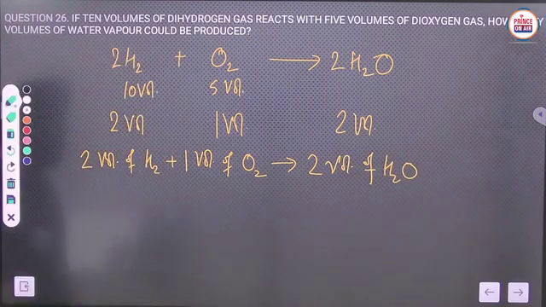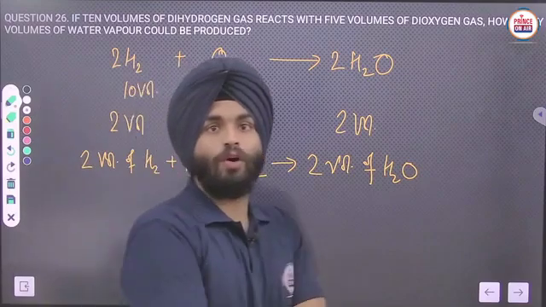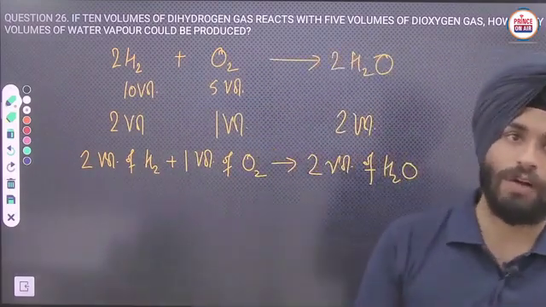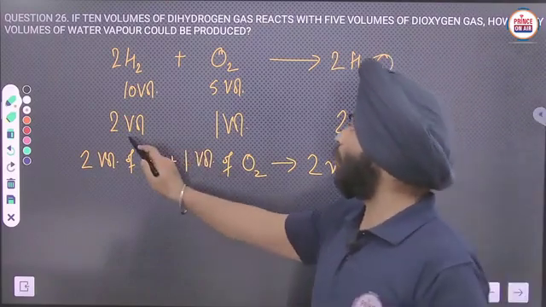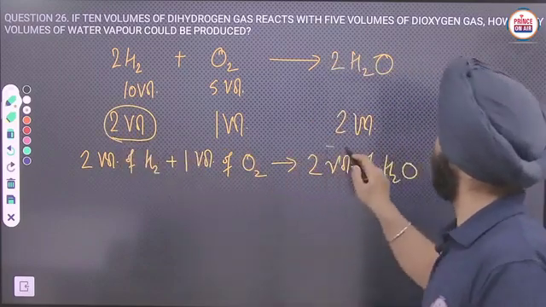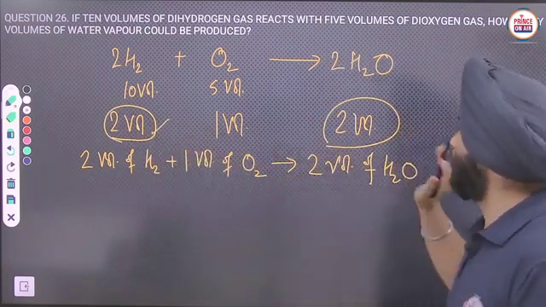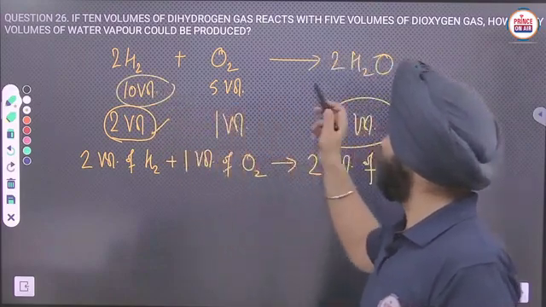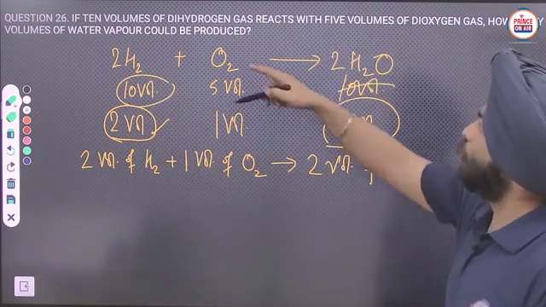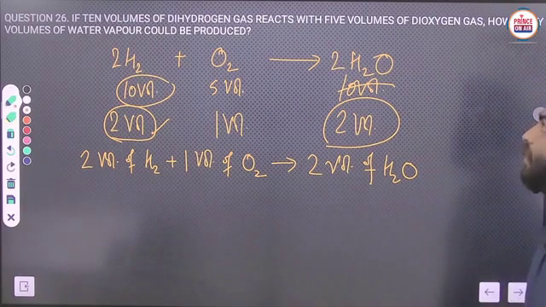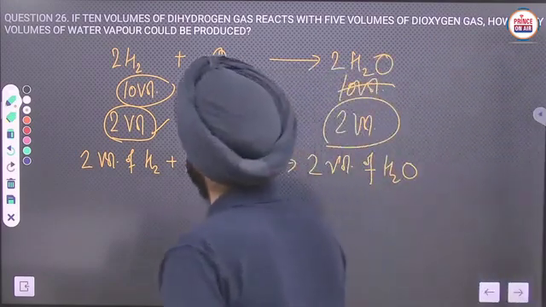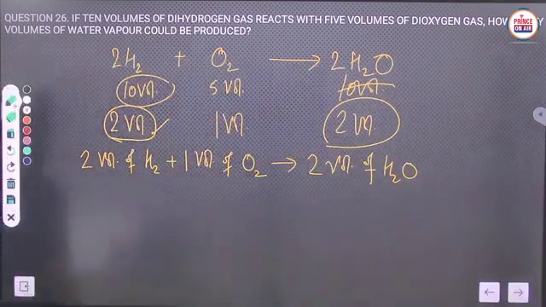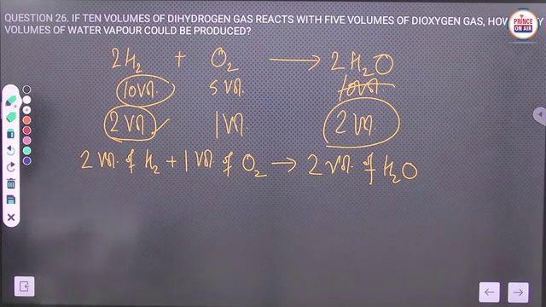Okay, clear? Means for 2 volumes of hydrogen, there will be a need of 1 volume of oxygen and there will be formation of 2 volumes of water. So 10 volumes of hydrogen will form obviously 10 volumes of water. So if 10 volumes of dihydrogen gas react with 5 volumes of dioxygen gas, the answer will be 10 volumes of water vapor. Clear?